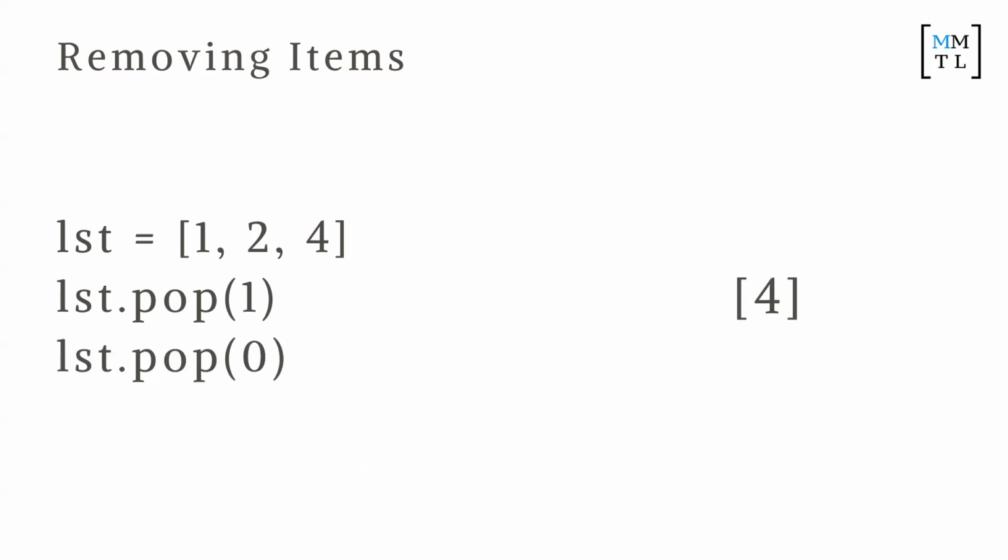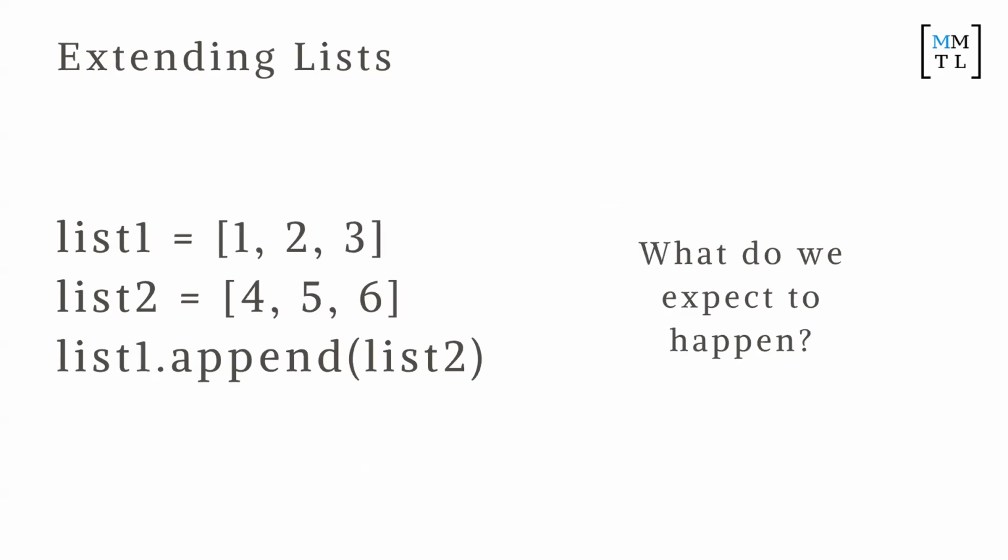Right, if you, for example, pop the 0th index value, then you get rid of the 1. Now you just have a 4.